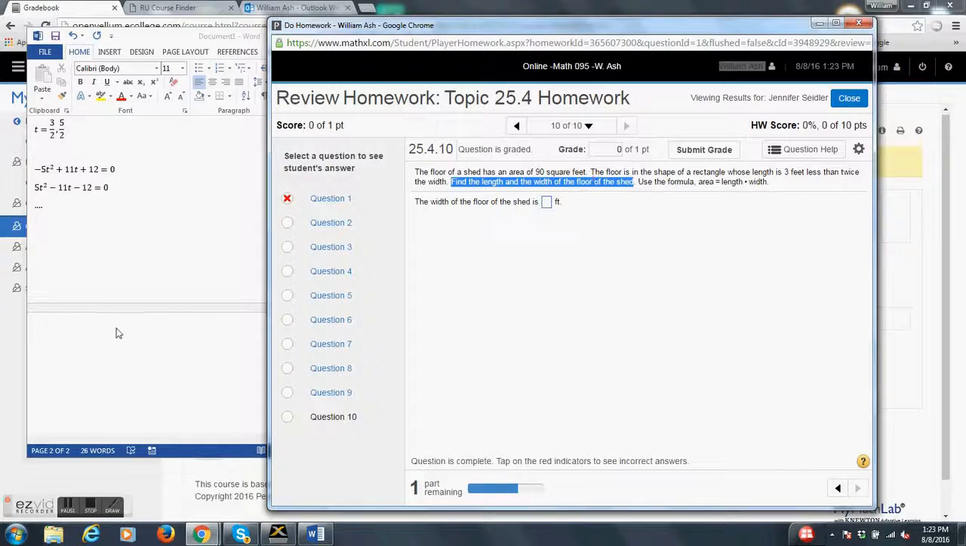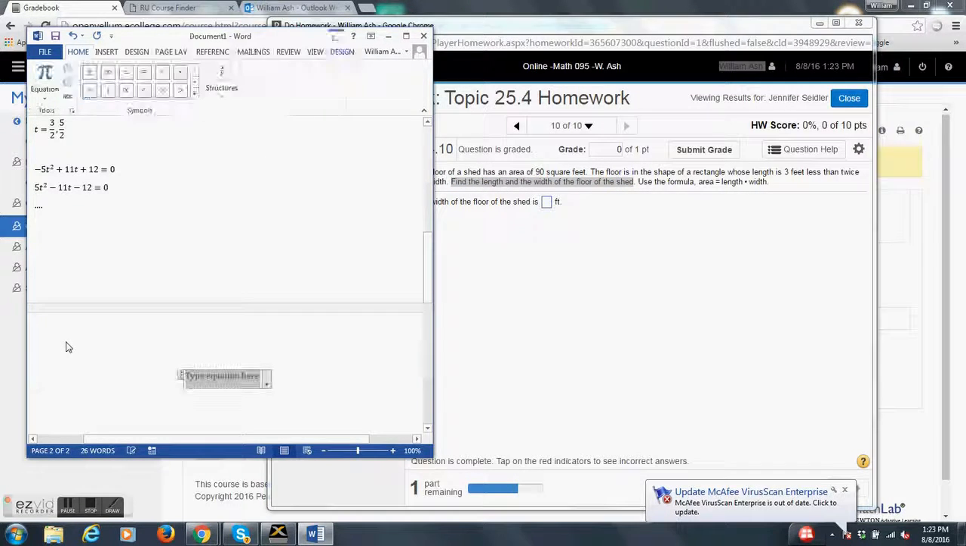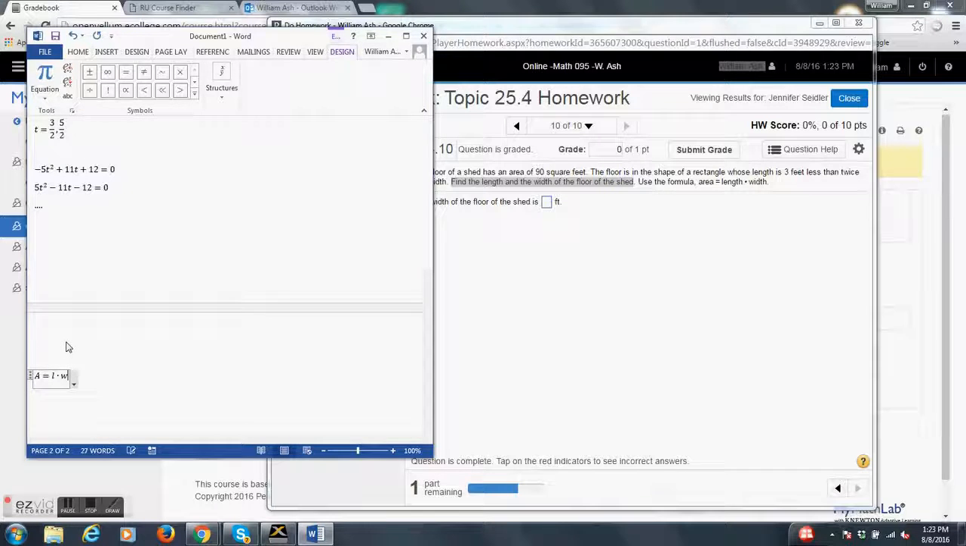So let's write some notes over here. Area, which is length times width, is going to equal 90. I have to figure out what the combination is that will make it 90. I don't know, 45 times 2, 10 and 9, I don't know. But I've got another sentence.